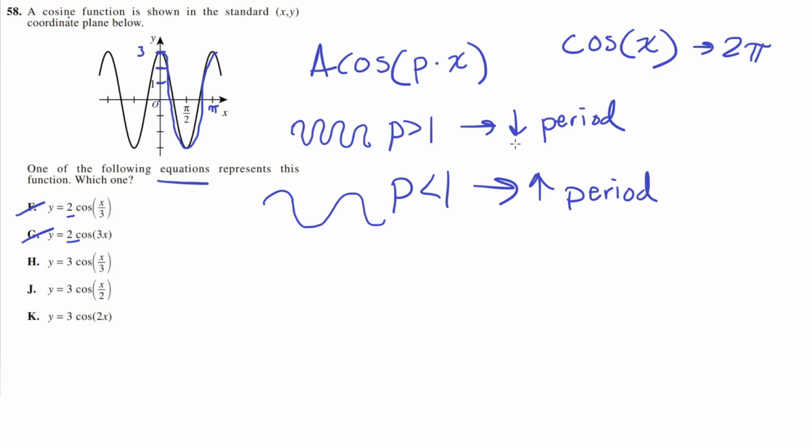So we need to multiply x by a number greater than 1. In this case, h and j are being multiplied by numbers less than 1, 1/3 and 1/2. But in k, we're multiplying by 2. This would halve the period, from the normal period to pi, which matches the graph we have. We see that we could go from a y value of 3 back to 3 in only going from 0 to pi. So the period was smaller. So we can rule out h and j, and that means k is the correct answer.